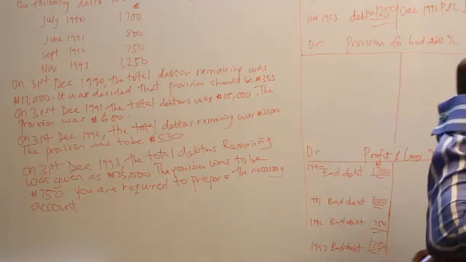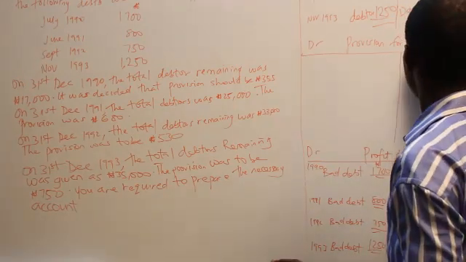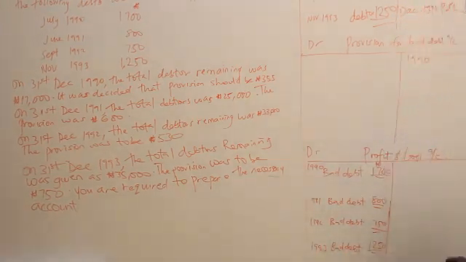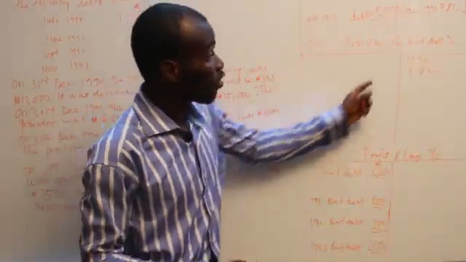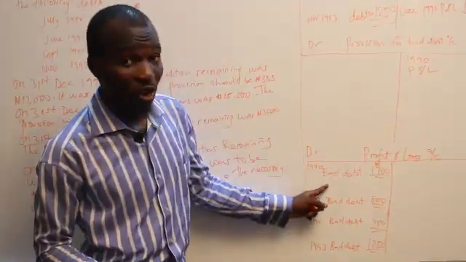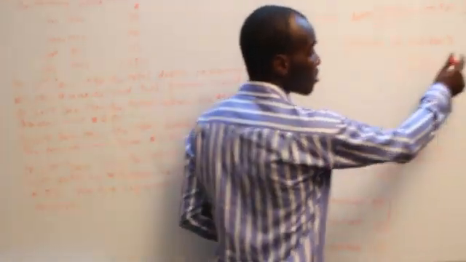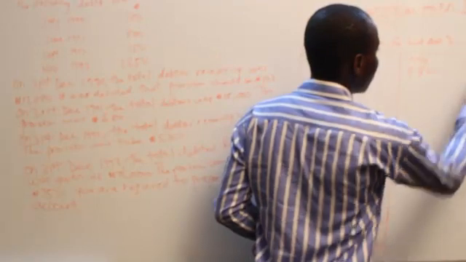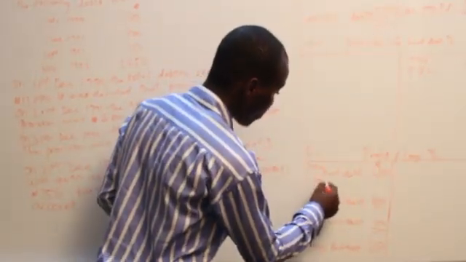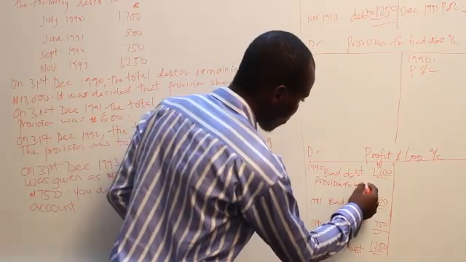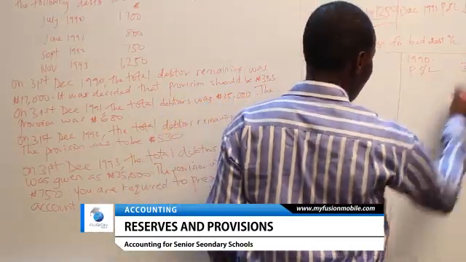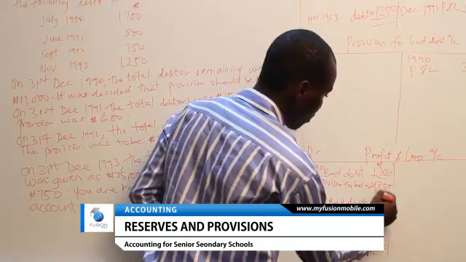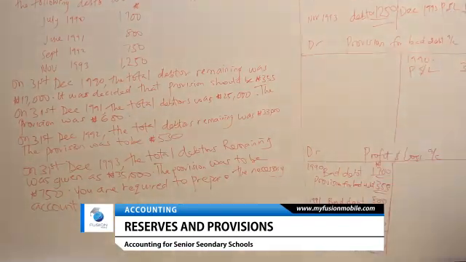So while making the provision in 1990, what do we have to do? Credit the provision for bad debt account and debit the profit and loss account. So we come here, P&L. In 1990, we credit the provision for bad debt account and debit the profit and loss account. And come here, we have 1990, write provision for bad debts, which is going to be 355. Now the next thing is for us to balance the account in 1990.